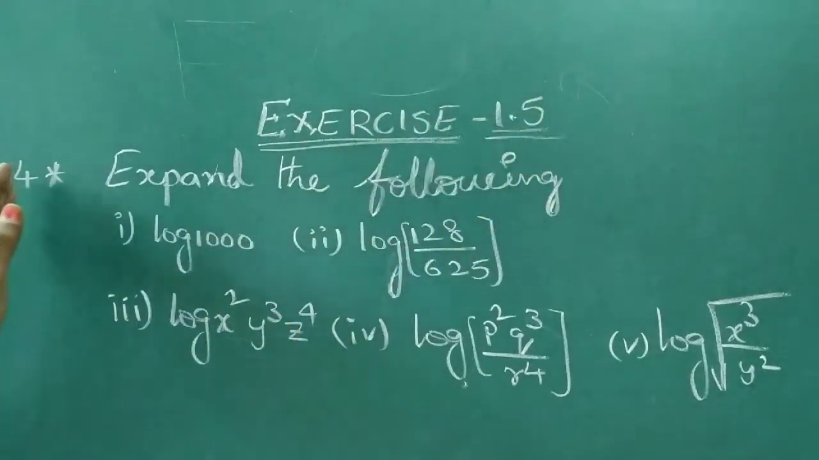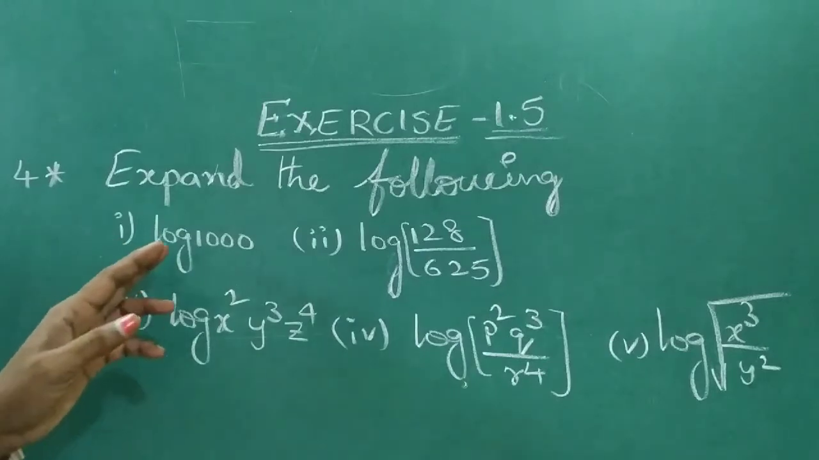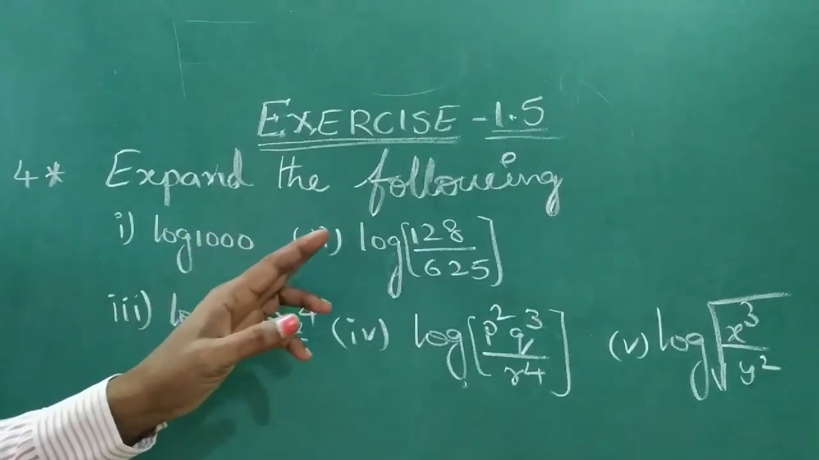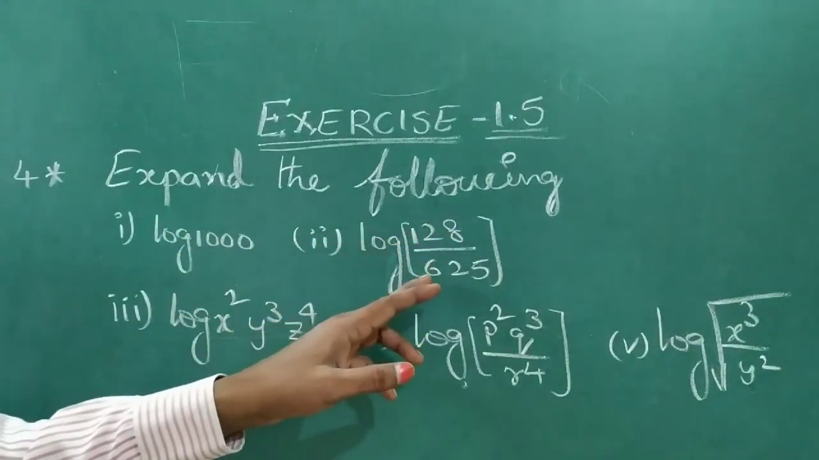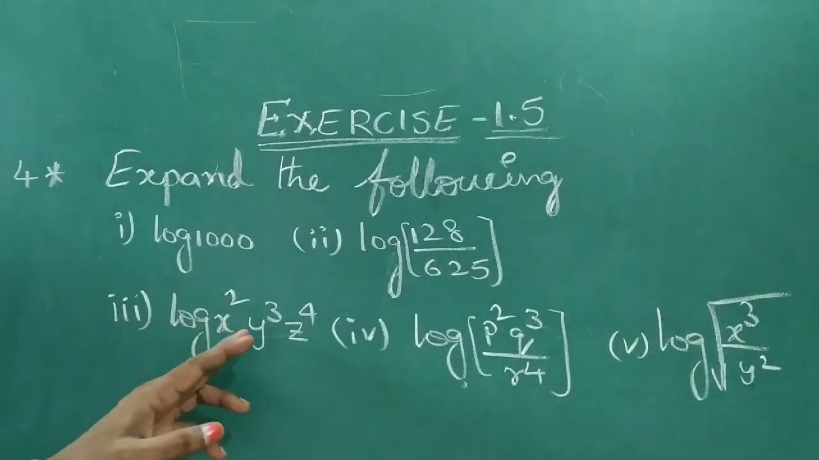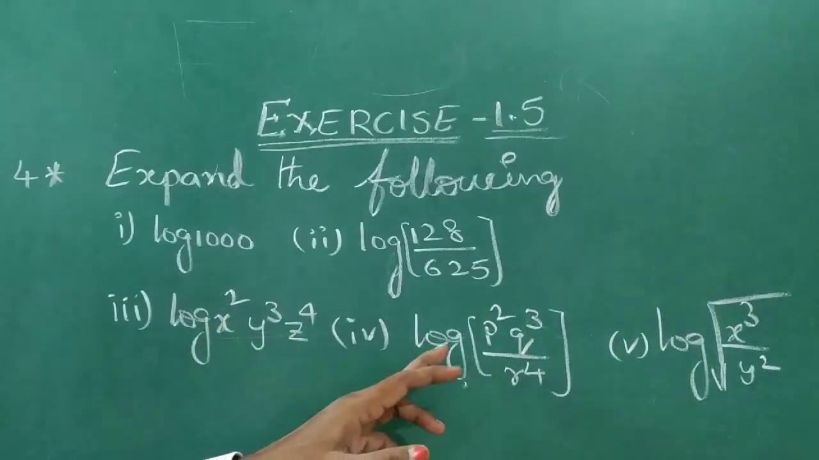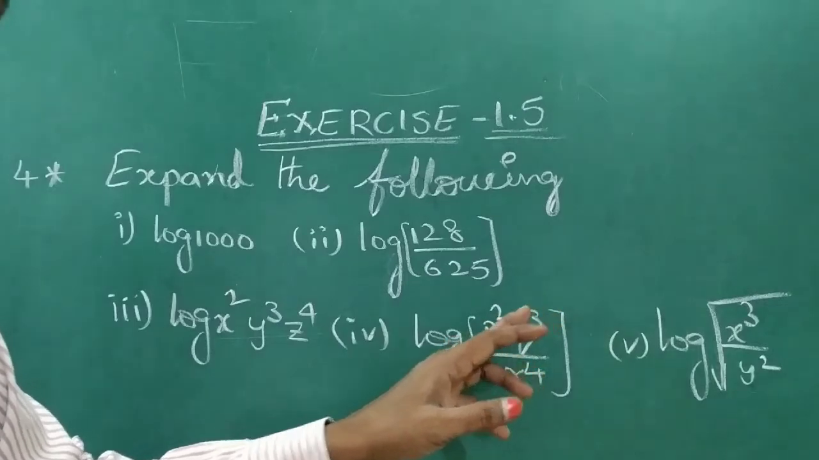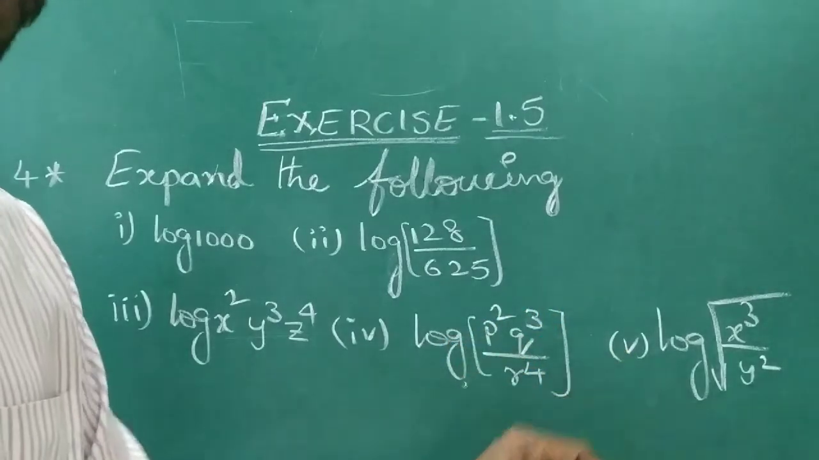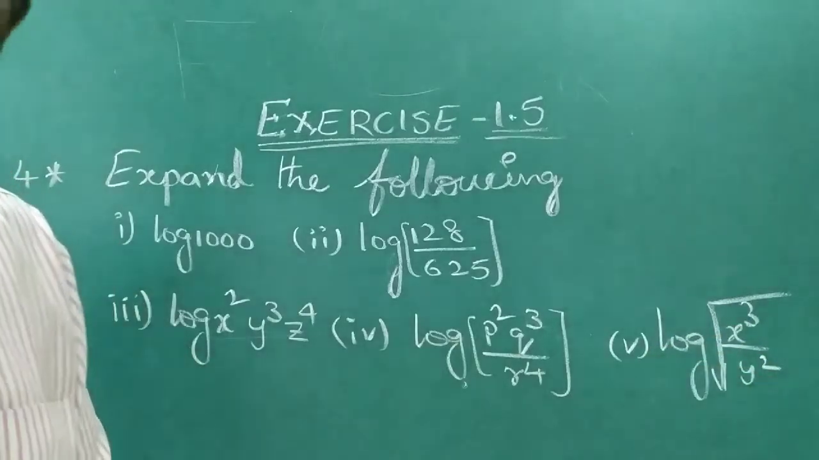Exercise 1.5, fourth problem. Expand the following. First one, log 1000. Second one, log 128 by 625. Third one, log x square into y cube into z power 4. Fourth one, log p square into q cube by r power 4. Fifth one, log square root of x cube by y square.